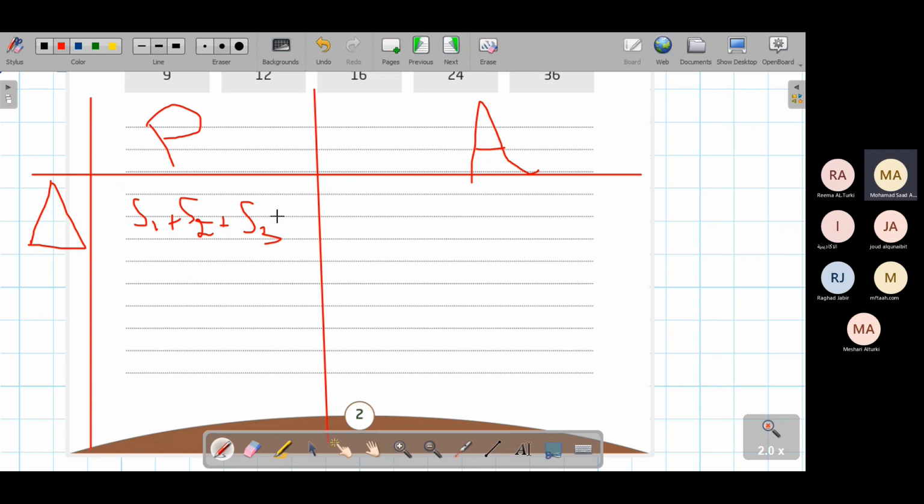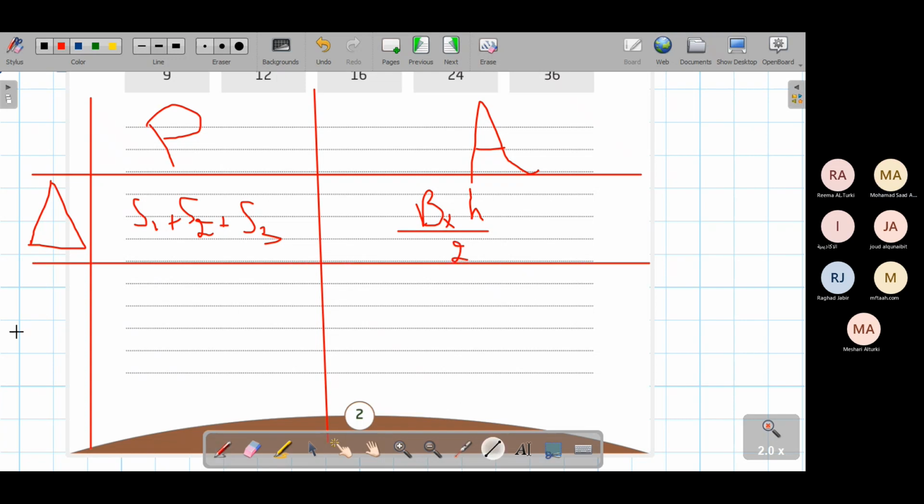Okay, so the area of the triangle is equal to what, Ragad? Half base times height. Excellent, mashallah. Base times height divided by 2. Okay. For the square? Square perimeter 4 multiplied by side. Excellent, mashallah. So 4 times side. And for the area? The area is the side squared. Mashallah. Side squared.